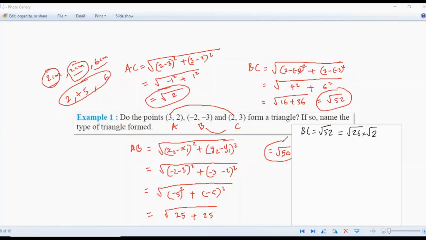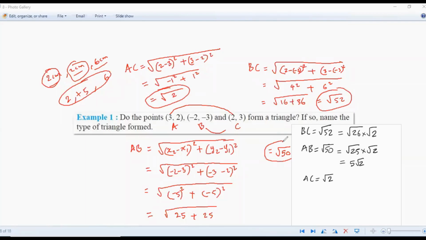The other two sides also you can split like this. AB is equal to root 50, we can write this as root 25 into root 2, that is 5 root 2. And the third side AC, we don't have to reduce, this is already root 2 itself.